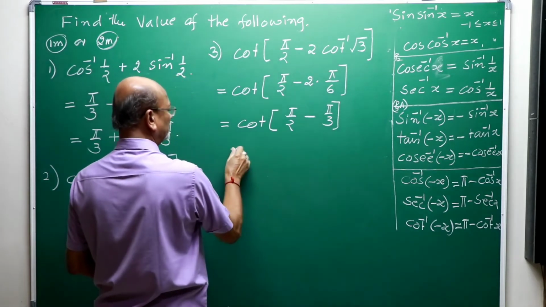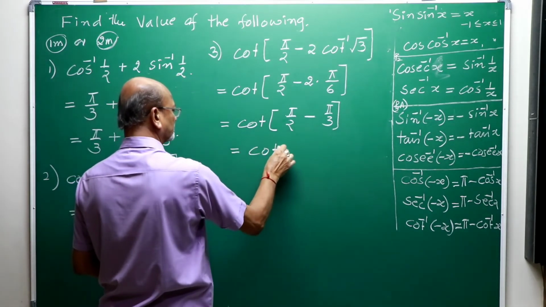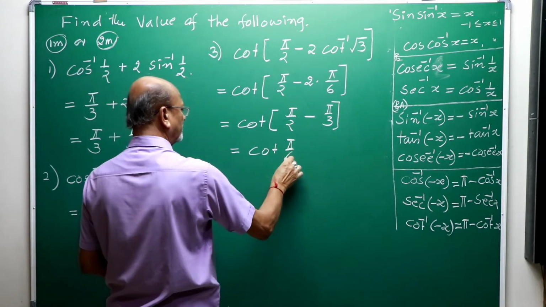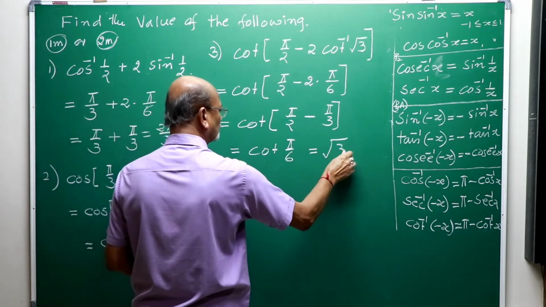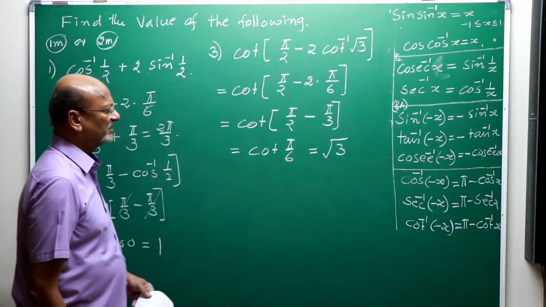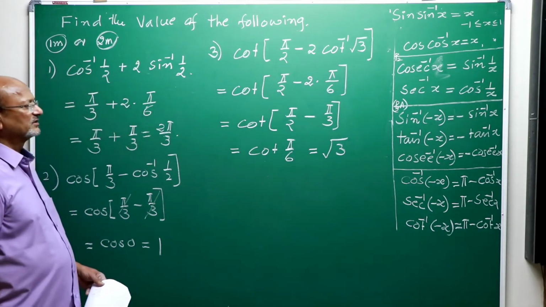90 minus 60 is what, my friends? 30 degrees. What is 30? Pi by 6. What is cot 30? Cot 30 is root 3. Small angle is big, that is root 3.